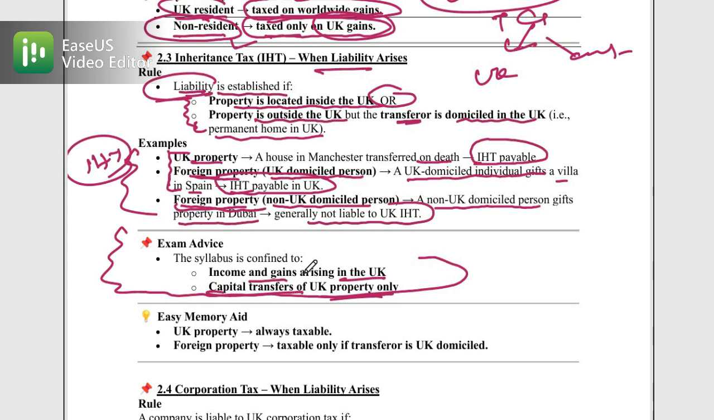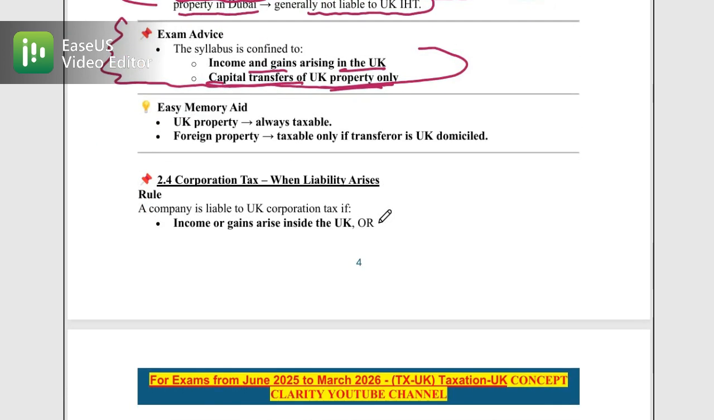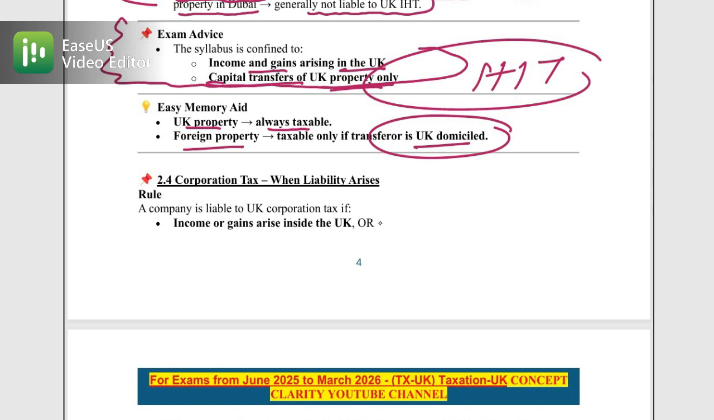Now here is what we have understood about IHT: UK property is always taxable, and foreign property is only taxable if the person is UK domiciled. So UK property is always taxable, you will always have to pay IHT. If the property is foreign but the transferor is a UK domiciled person, then definitely IHT is applicable here.